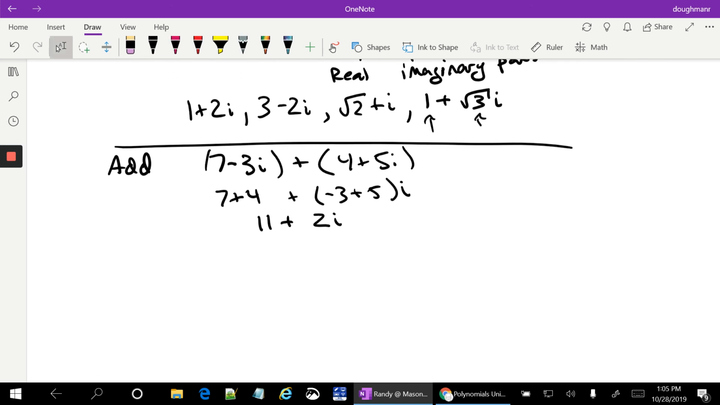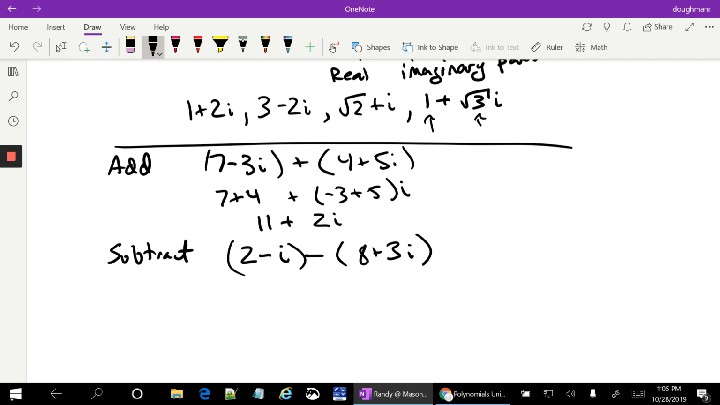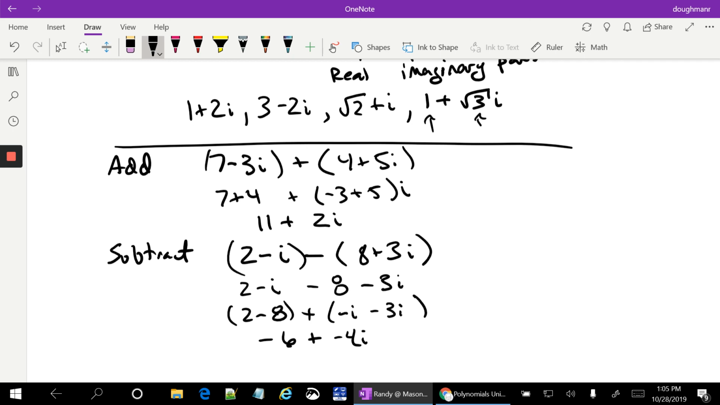All right, really quick. Subtract, same kind of thing. Let's say we've got 2 minus i minus 8 plus 3i. I would go ahead and carry that minus sign through. So you've got 2 minus i minus 8 minus 3i. All right, I've got a 2 and a -8. That's the real part. And the imaginary parts are -i and a -3i. So 2 minus 8 is -6, plus -i and -3i is -4i. Done.